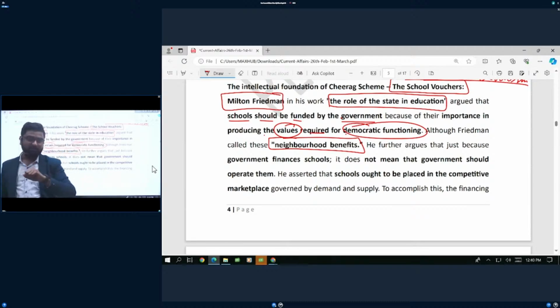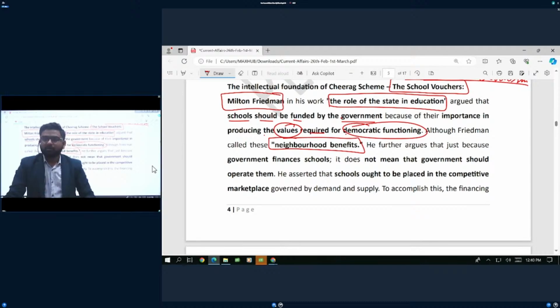दोबारा मैं repeat करता हूं कैसे work करेगा. Under Milton Friedman's idea, government will give you a voucher known as a school voucher of some money. You will take that voucher and you can select any private educational institute. You will give that voucher to the school. The school will take that voucher to the state and take the money.